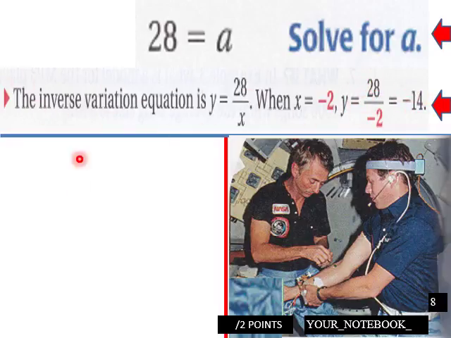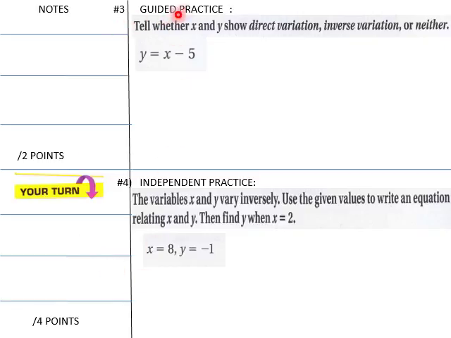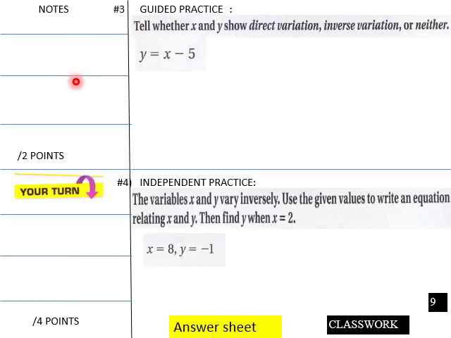And we substitute in. Here is our second guided practice here. Tell whether x and y show direct, inverse, or neither. Students, this is your independent practice. So that's on you. Okay, here's our expression here, y equals x minus 5.